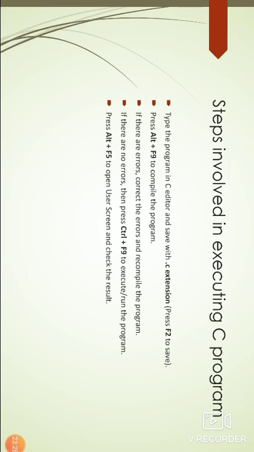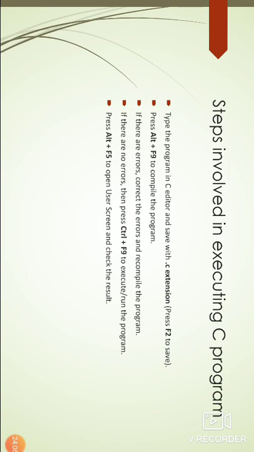Next, after saving the file, we have to compile the program. To compile the program, press Alt plus F9. Whenever we press Alt plus F9, the compiler compiles the program and checks for errors. If there are errors, it will show the errors. After that we have to correct the errors and then recompile the program.